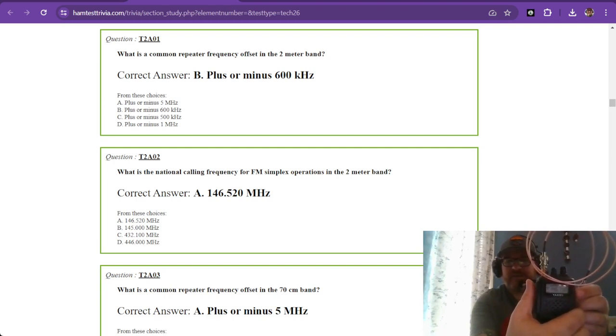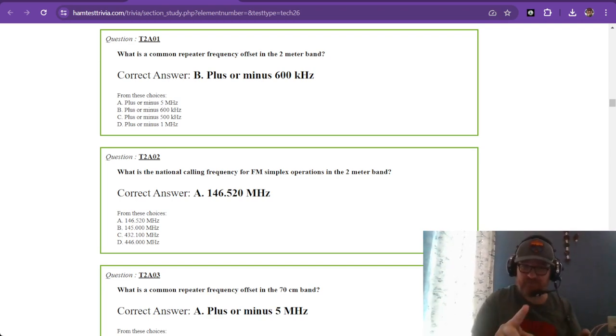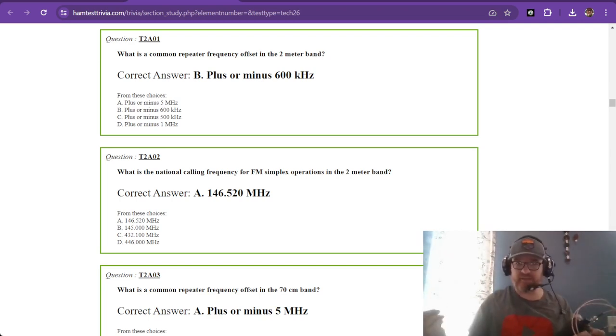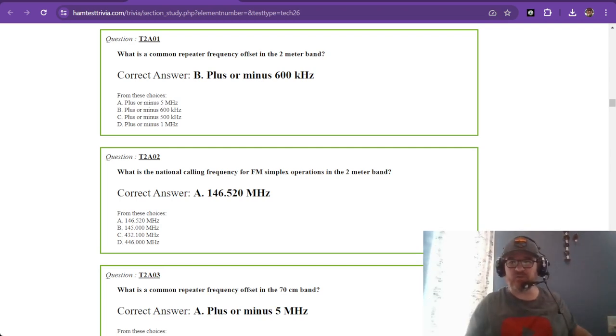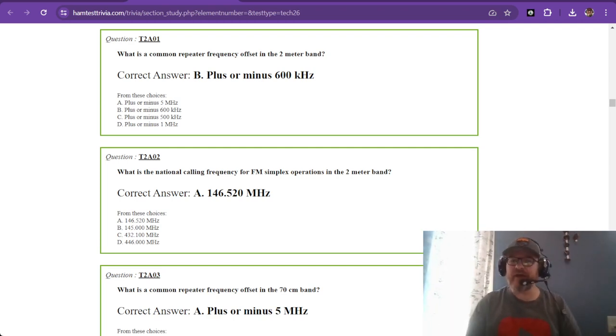And it transmits on 146.190, which is where our repeater listens. And then our repeater retransmits that signal to 146.790. So our repeater has a negative offset. Now, if you were in the 70 centimeter band, it's going to wind up being 5 megahertz, which we will get to that question in just a moment.